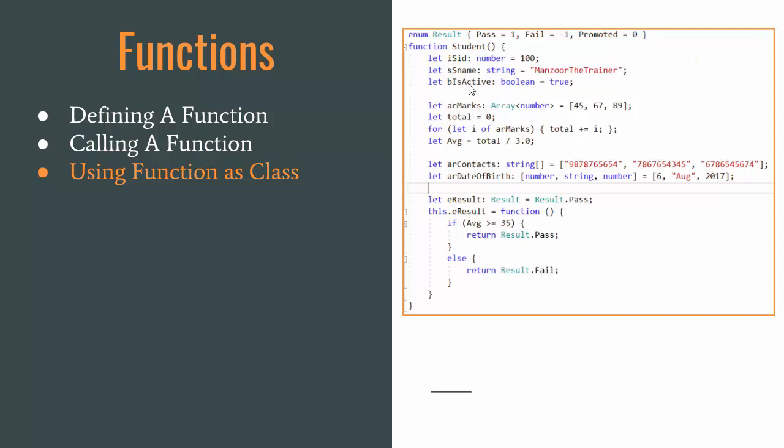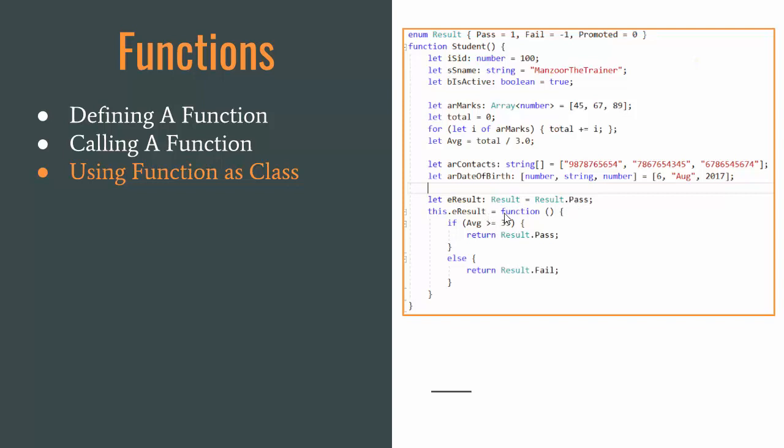sname and isActive. Marks array I'm initializing here, total, and I'm using a for of loop to get the total. So let i of arr marks, total plus equals i. I'm calculating the average. Array of contact, again it is a string, array of contact. Array date of birth, this is a tuple. So I'm trying to give a real-time scenario with all the types that we have learned. Finally, let result be the variable of result and its default value is pass.